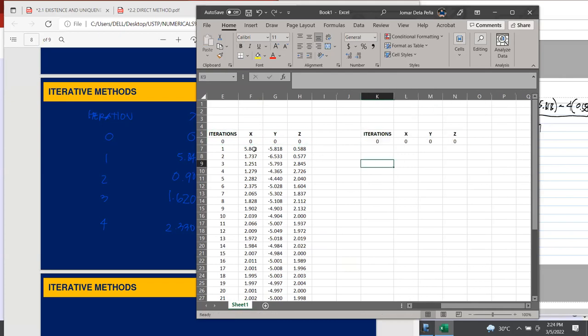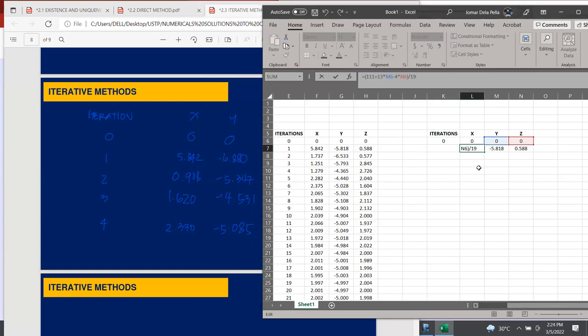First we use Control C to copy, and then edit only the equation with the latest values. For X, it comes first. The latest values of Y and Z are these zeros. Next, here replace the latest value of X. Since the one used here is 0, replace it with the blue one, so negative 6.8. And for this one, replace the latest values of X and Y.